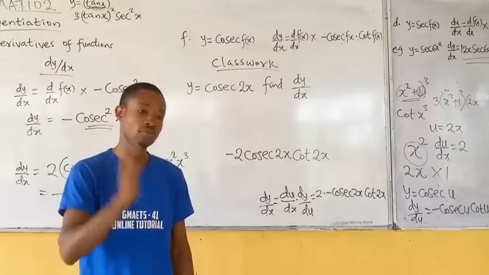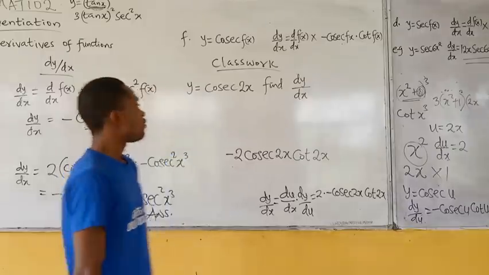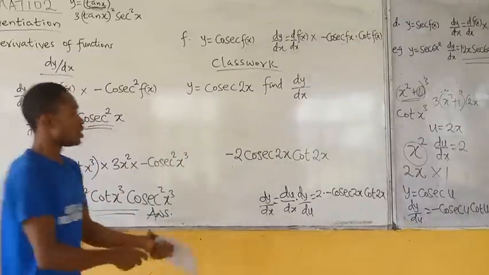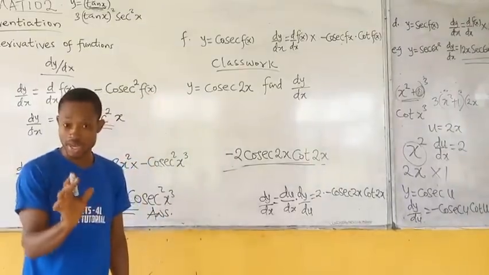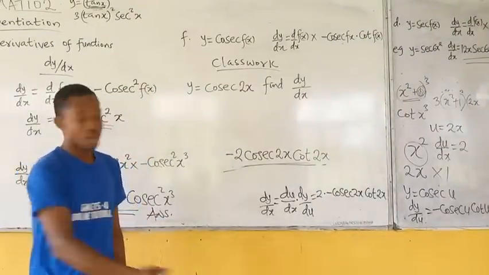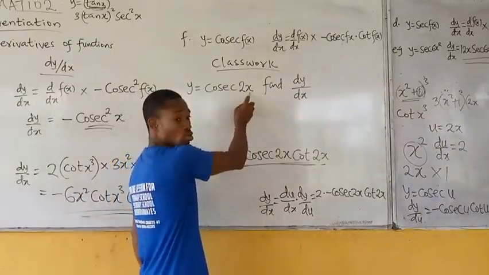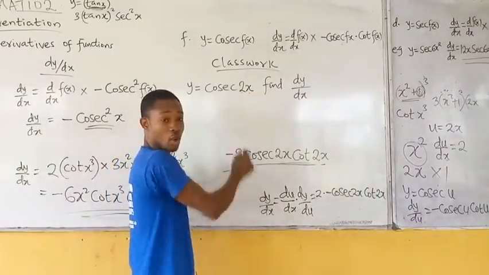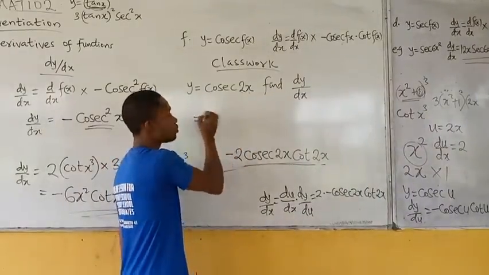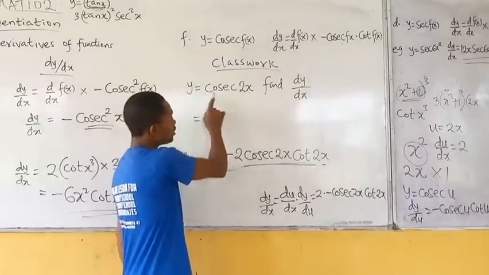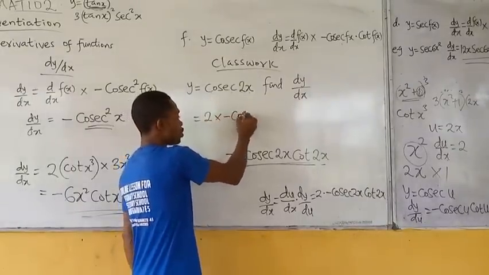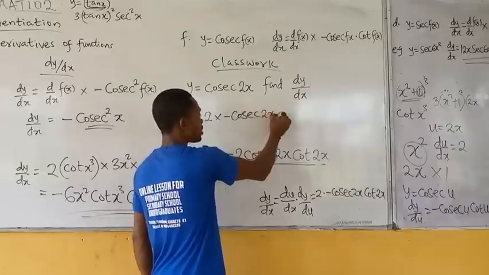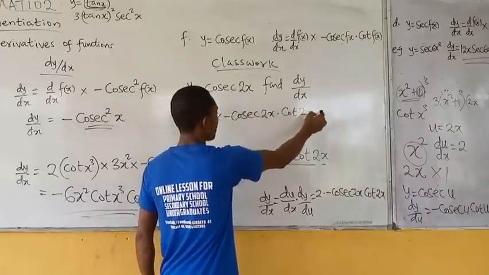Chain rule. Friends, we are done with trig functions. This is the answer that he got, and I believe the rest of it took your time gradually to work it out. First, differentiate 2x, and you get 2. Are you getting it? Next, differentiate cosec, and you get minus cosec of that 2x times cot 2x.